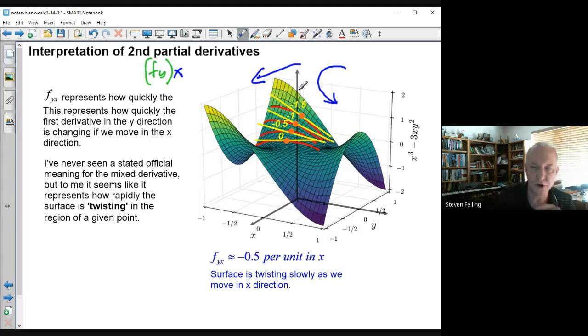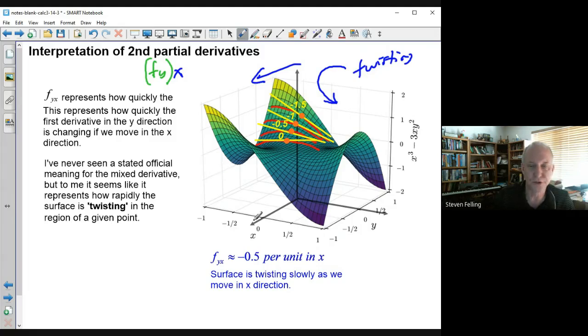And since these are getting more negative, that means that they're decreasing, right? Well, it means that the slope is not staying constant, and that means that the surface is twisting. So I believe what this means is it's the rate of change that the surface is twisting. So if you have a high fyx, second partial derivative, then that means that the surface is twisting rapidly. And if you have a 0, it means that it's not twisting at all, right?